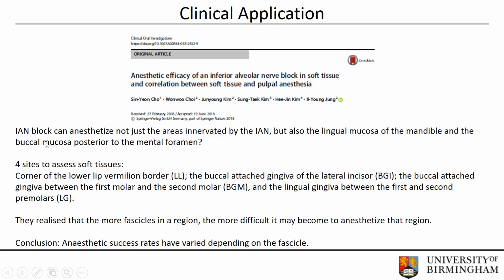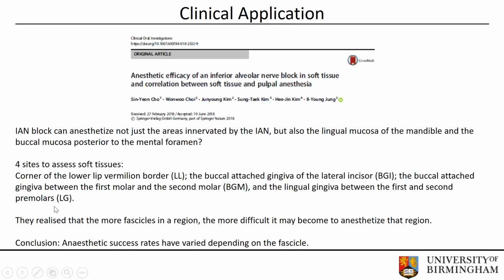In this study, they were investigating if the inferior alveolar nerve block can anesthetize not just the areas innervated by the inferior alveolar nerve, but also the lingual mucosa of the mandible and the buccal mucosa posterior to the mental foramen. So they tested 4 sites of soft tissue: the corner of the lower lip vermilion border, the buccal attached gingiva of the lateral incisor, the buccal attached gingiva between the first molar and the second molar, and the lingual gingiva between the first and second premolars.